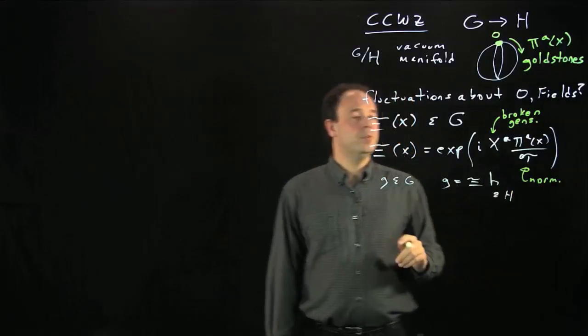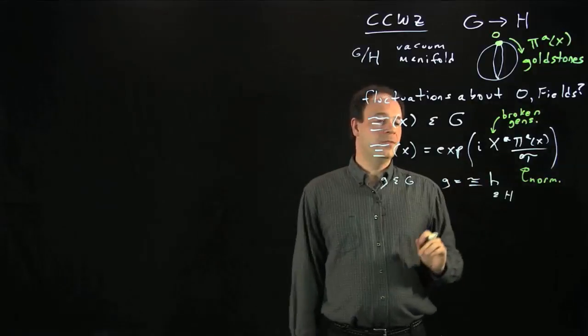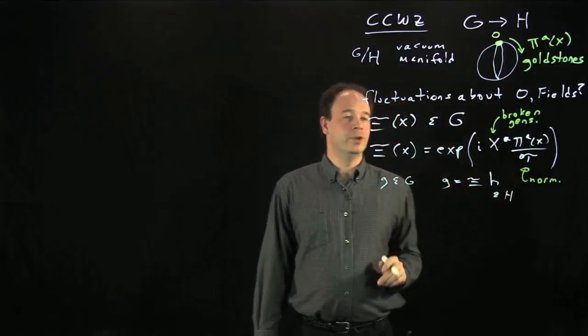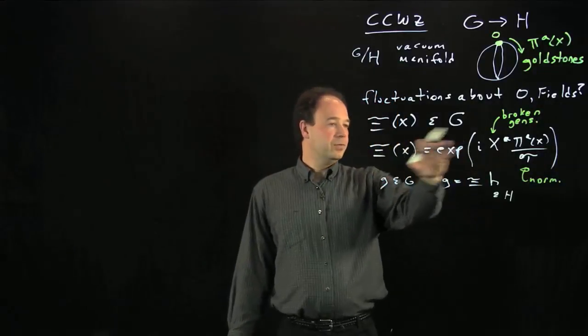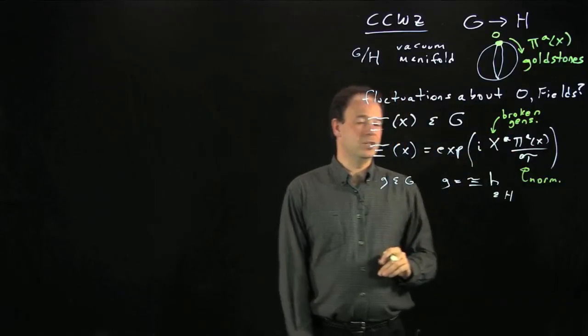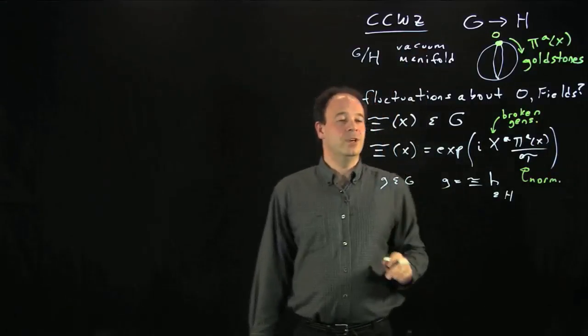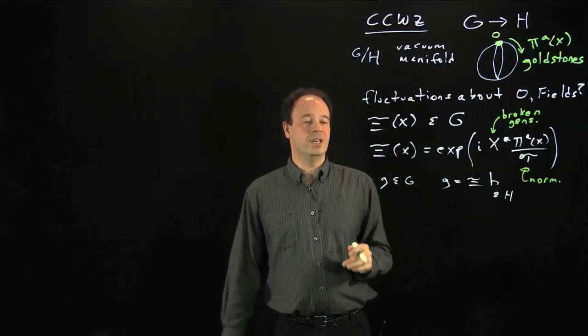So little h is in big H. And so that's always one way of parameterizing any element of the group. And we're going to do that for the local field construction, where we use this exponential representation. Okay, so that's the idea of the CCWZ parameterization. It's just to pick this parameterization.